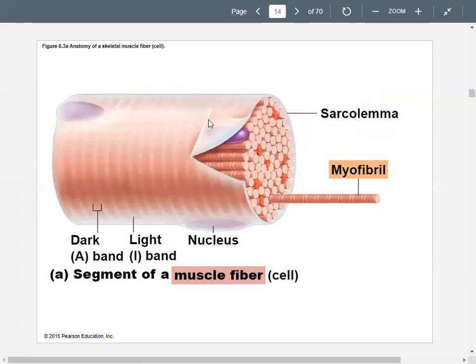All right, so this is one muscle fiber. Now, again, if you go to higher magnification inside, you can see all these myofibers. Here you can see a dark band or an A band, a light band, an I band, and all these nuclei.